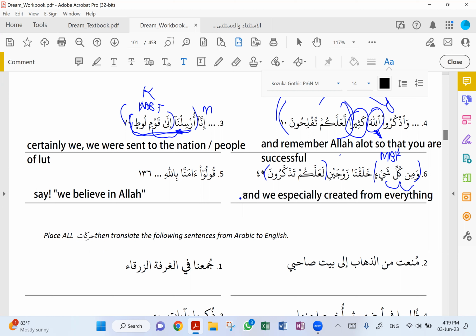زوجين. You can say pairs, yeah, pairs works. So that لعلكم تذكرون. تذكروا. Remember, remind. That you remember. تذكر. So that you. I don't know if it means remind as well. I think it means to remember.